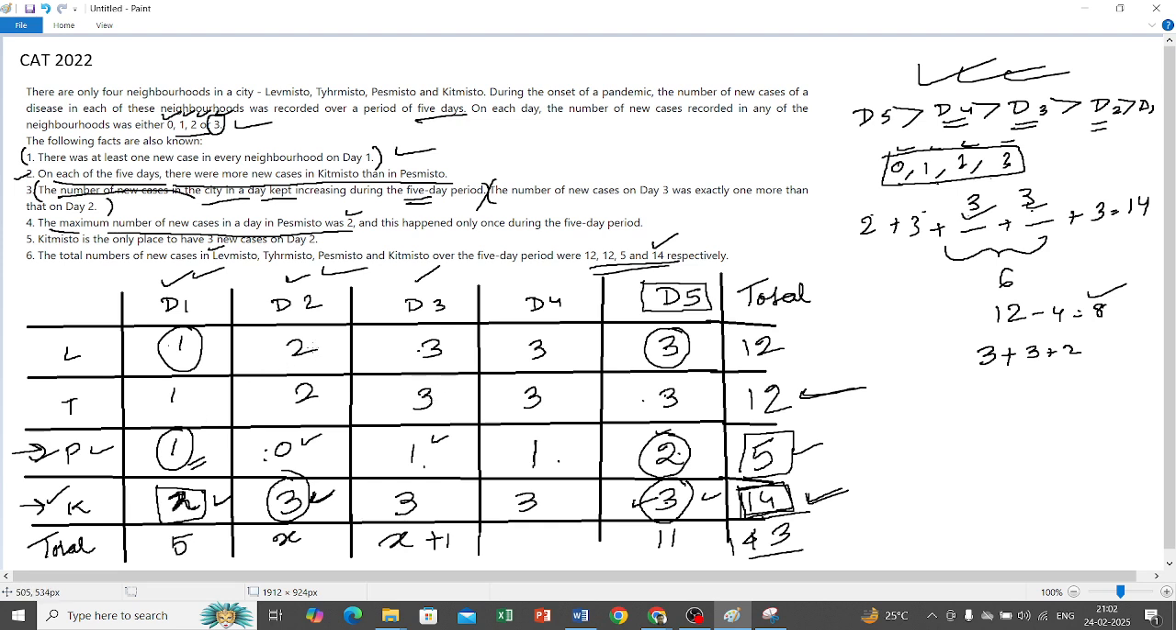Okay, so you see, what is the total number of cases in D2? 2 plus 2 is 4, 4 plus 3 is 7, right?